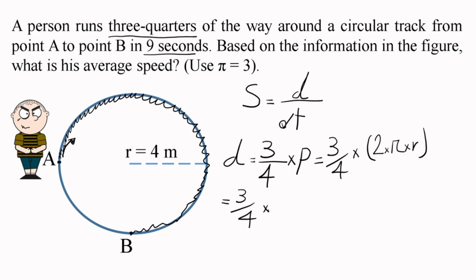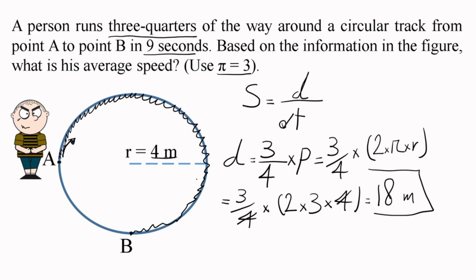3/4 times 2. The question says you can assume pi is equal to 3 and I have the radius which is 4. So these two will be cancelled by each other out and 3 times 3 will be 9. 2 times 9 will be 18. What is the unit of 18? As you can see I have radius based on meters, so this is going to be meters.